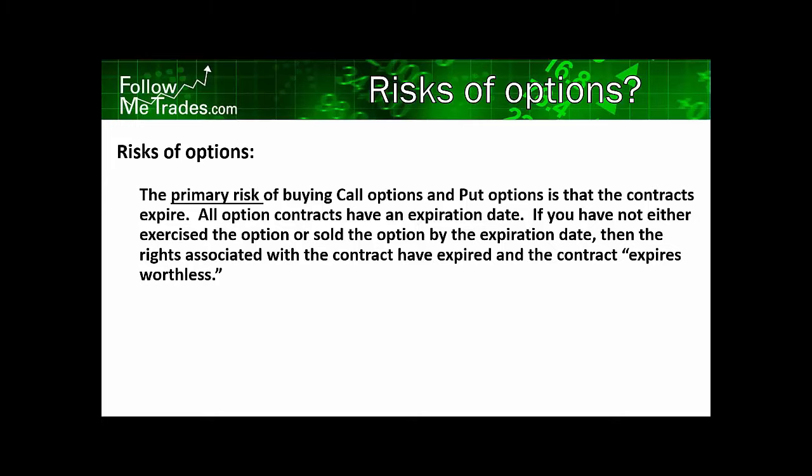I do also teach an advanced method where we can take bigger positions and use some sophisticated tools and still manage our risk at the 2% level with a larger option position. But that's in Module 5. The primary risk of buying calls and puts is that they expire. They have an expiration date, and if you haven't exercised them or sold them, then the rights associated with that contract expire. And the contract, on the day after it expires, is worth absolutely zero. Okay.